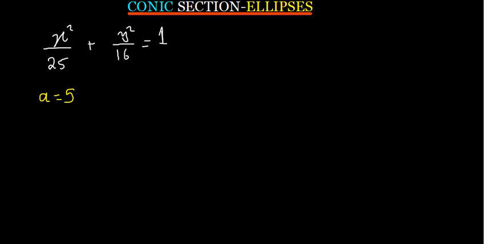And then from here, b is going to give us what? The square root of 16, that is 4. That is b. Right. So now we can sketch this graph.